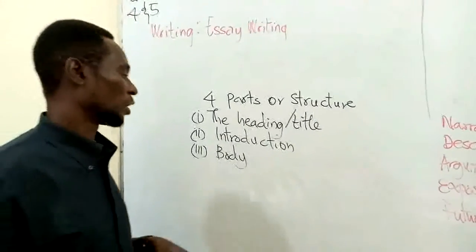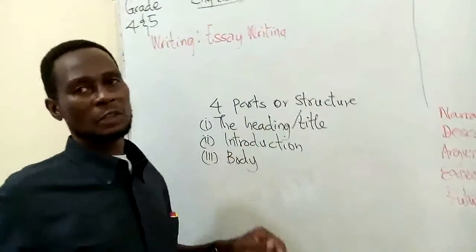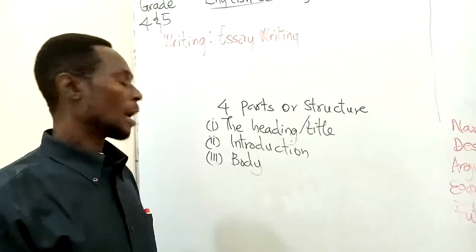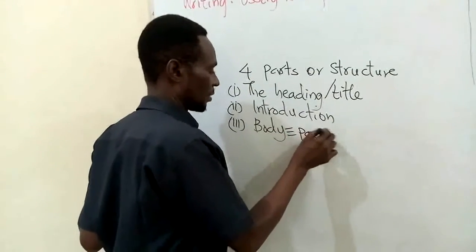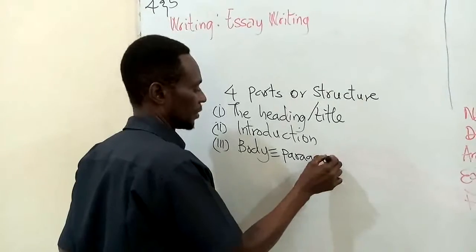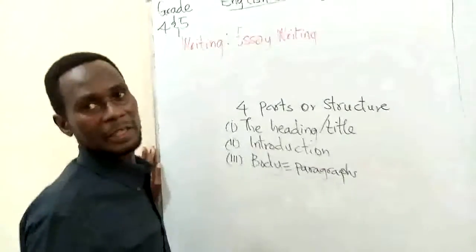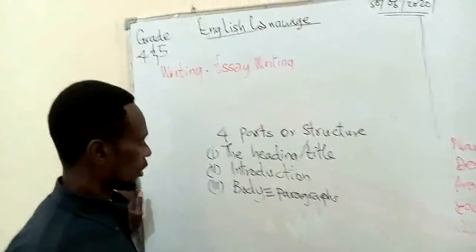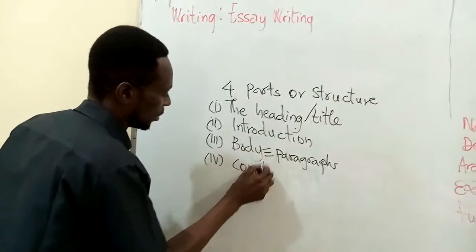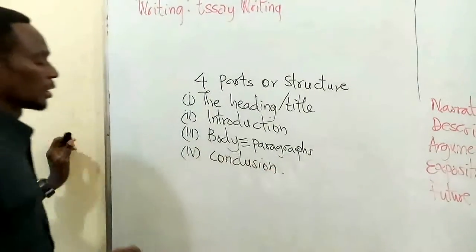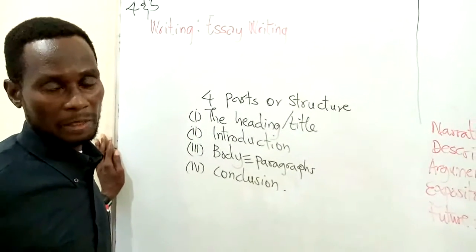So the body, now what is the work of the body? The work of the body is to explain in full details what you have introduced in the introduction. In full details means that the body will contain several paragraphs. So you now explain in details what is in the introduction. And lastly, conclusion. What is conclusion there? Conclusion simply means the summary of what is in the body. Is it not so? The summary of what is in the body.